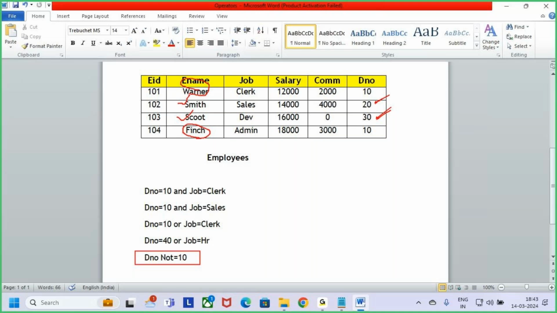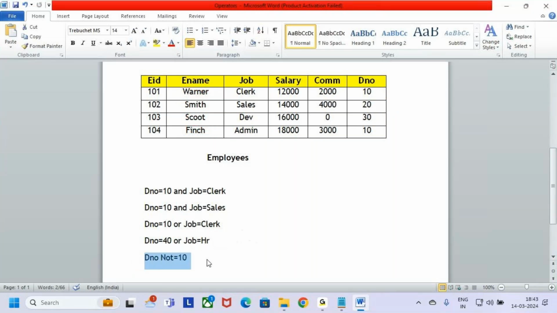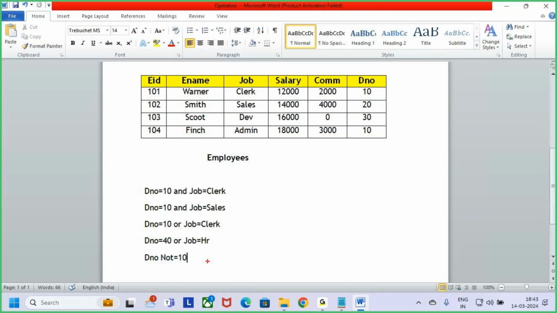then Warner. So in this NOT operator, we pass only one input value, guys. Here we are not able to pass more than one input value. Based on that input, we'll get the output. Here I'm defining the condition as I want to find out the employees where the department number not equals to 10. How many employees is there? Two employees. Department number not equals to 10 means 20 and 30. Who are the employees working in 20 and 30? Smith and then Scott.